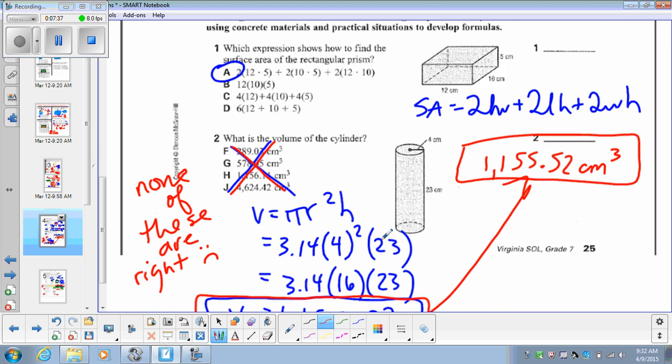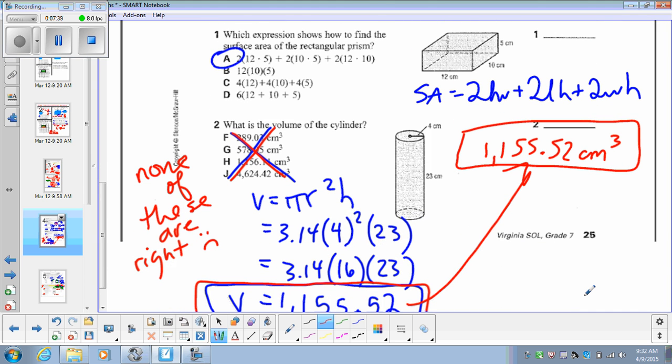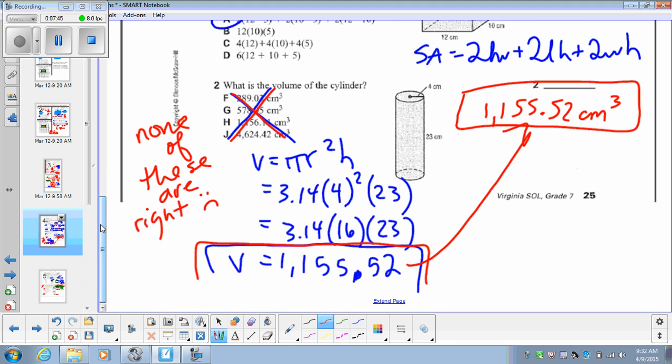All right, and down here, you're just plugging in numbers and recognizing the formula. 1 is A. And unfortunately for number 2, none of those answers are actually correct. We've had this problem with this worksheet in the past. So if you were stressed out thinking you were doing something wrong, you didn't do anything wrong. The correct answer for volume is 1,155.52. It's cubic centimeters, just so you know. All right. So if you have any questions with that, you can just ask me on Monday when I get back.